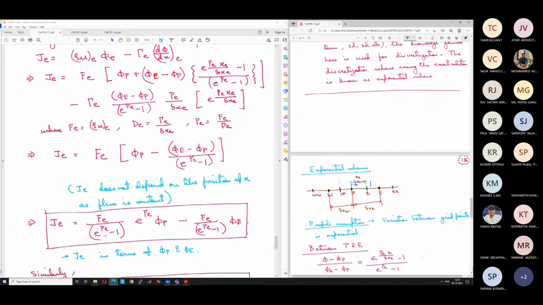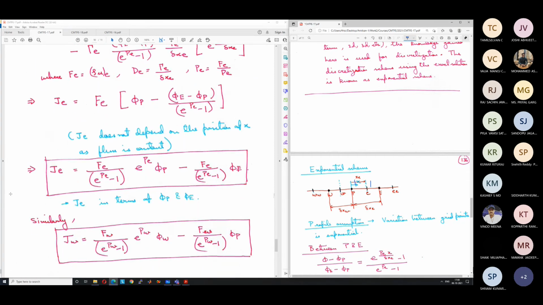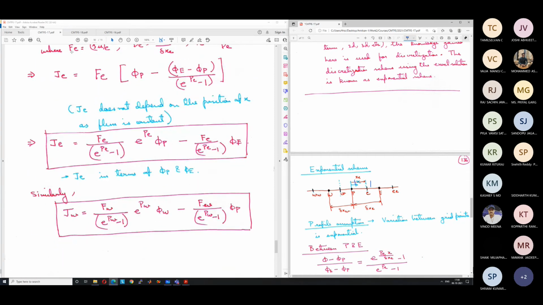So Fe by e to the power P minus 1 times e to the power P phi P, minus what is the coefficient of phi E? It is minus Fe by e to the power P minus 1. So this is J, in terms of phi P and phi E. We have successfully written the flux J at the interface, and for any interface this holds true. This is how it looks in terms of phi P and phi E. All other values are known values. Fe is known, Peclet number is known.